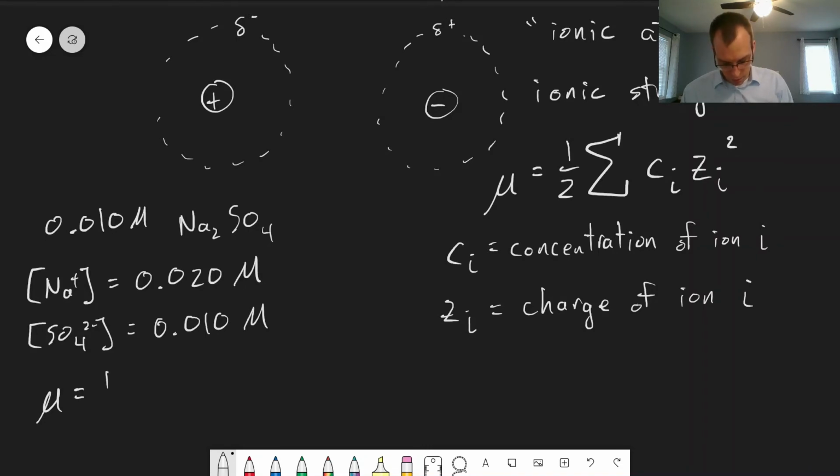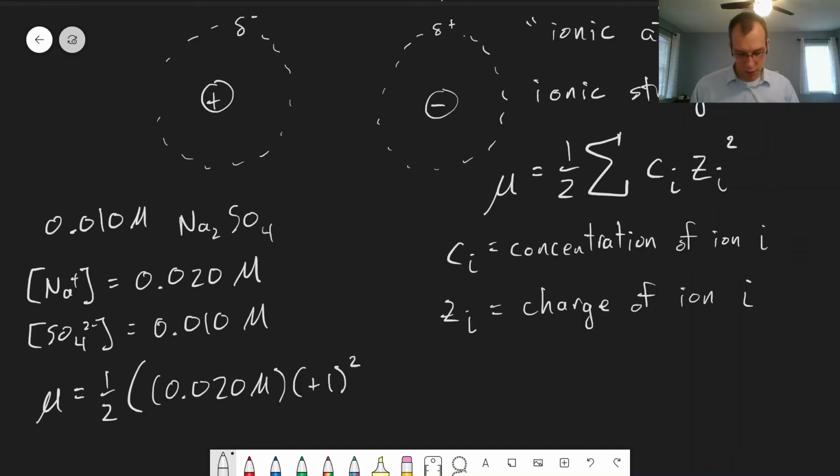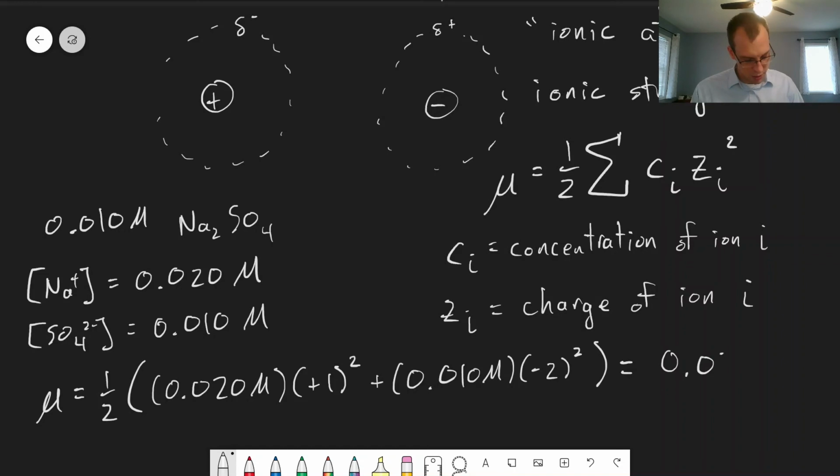So then we can go ahead and plug this into our formula here. Mu is equal to 1/2 times our concentration of sodium, 0.020 molar, times +1 squared, because our charge on sodium is +1. And then we'll have 0.010 molar times -2 squared. And we can plug that in, and we'll get that mu is equal to 0.030 molar. So there are two things happening here. We have 2 moles of sodium for every mole of sodium sulfate that dissolves, and the -2 charge on the sulfate matters more than the +1 charge on the sodium ion. So that's just one example of how we can do this calculation.